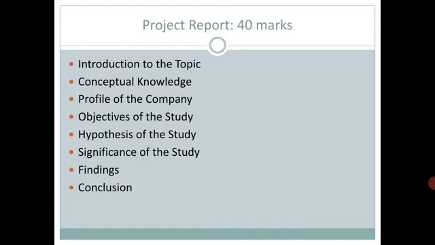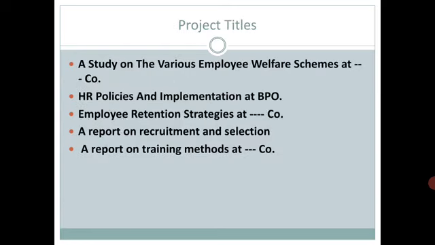Okay, some of the titles which we have discussed in the last lecture were: a study on the various employee welfare schemes at company; HR policies and implementation at BPO; employee retention strategies at dash dash company; a report on recruitment and selection; a report on training methods at dash dash company. These were the 5 titles which we have discussed with you.